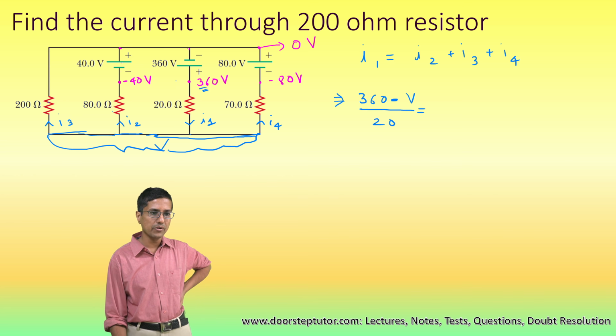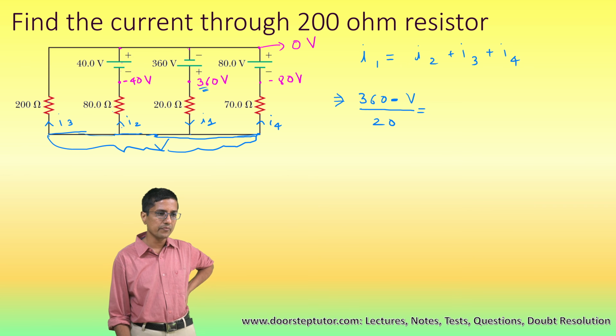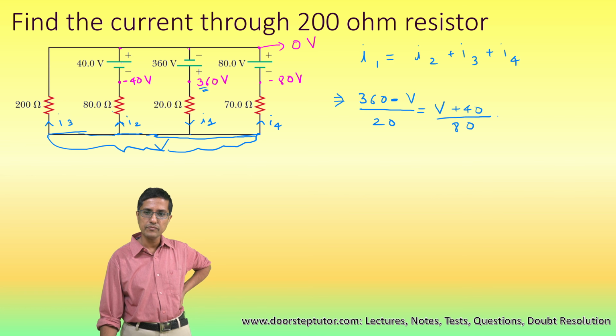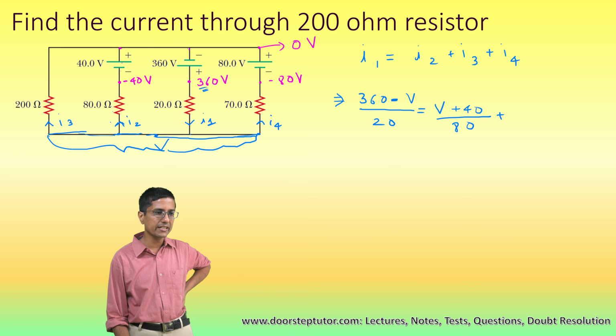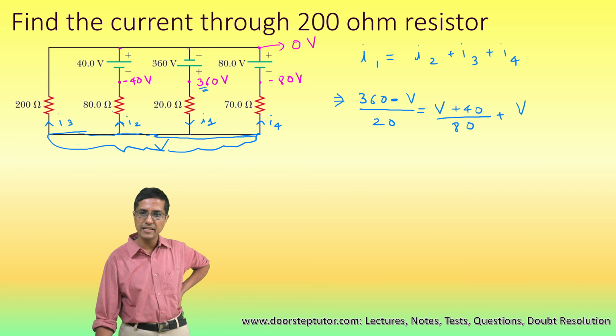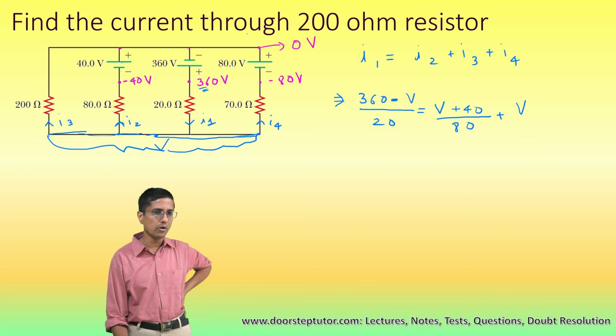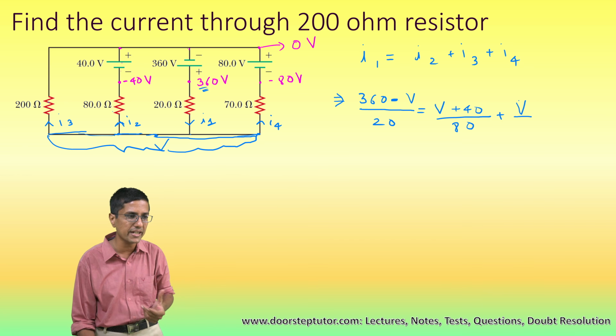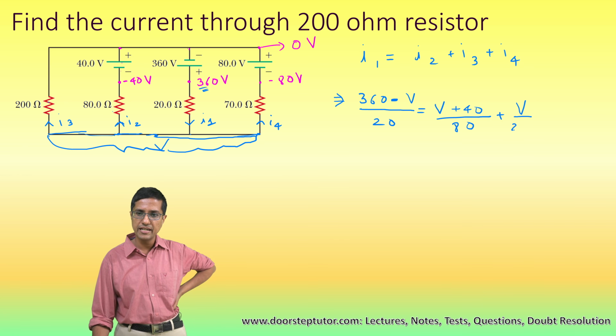That is equal to, what about the current I2? The current I2 is going from here, which is V. And where is it going? It's going to minus 40. So, minus of minus 40, which becomes plus 40, divided by 80. Plus, what about I3? It's starting from voltage of V and it's going to a voltage of 0. So, nothing comes at the top. V minus 0, you can write it like this if you want, but really it's just V.